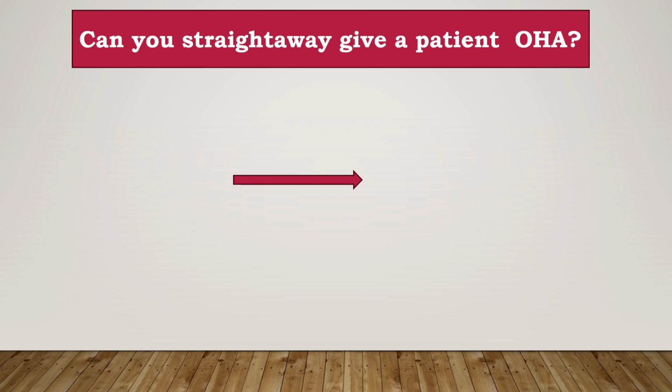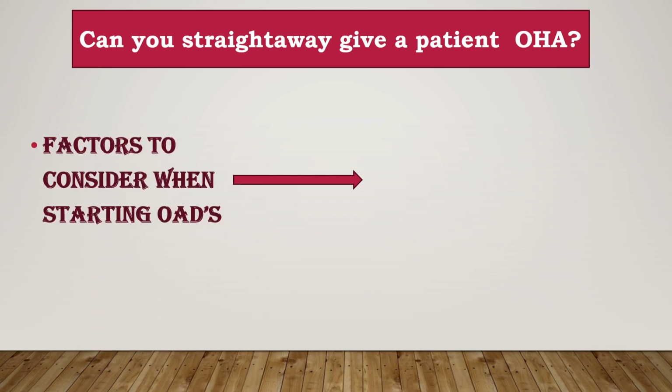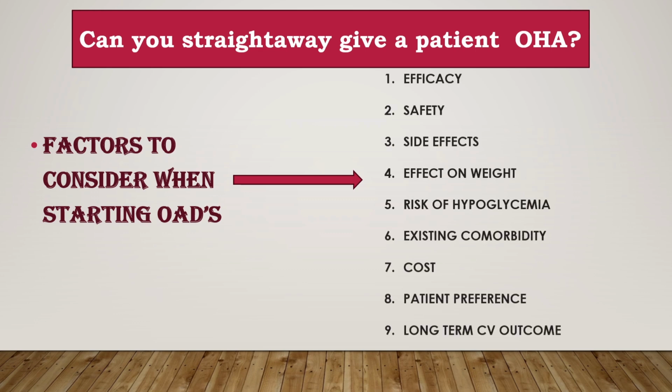When a person walks in with newly detected hyperglycemia, can you directly give him OHA? The answer would be a simple no. You have to consider something when you start a patient on OHA: the efficacy of the drug, the safety of the drug, the side effects, the effect on weight, risk of hypoglycemia, effect on existing comorbidity, the cost of the medicine, the patient's preference, and long-term cardiovascular outcome.